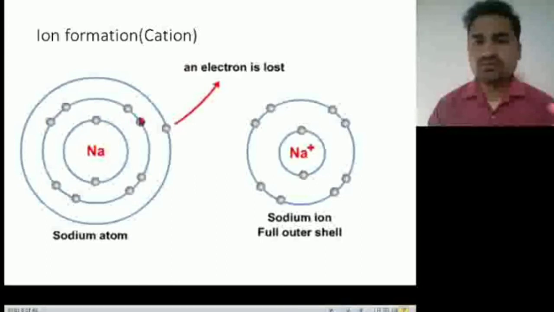So the first shell is totally covered. In the second, 8 are there, so this shell is already covered. But in the last, we require 8. Here there is only 1. It's better to lose it, since it takes a lot of energy to take 7 more, than releasing 1 easily. So it will release 1.